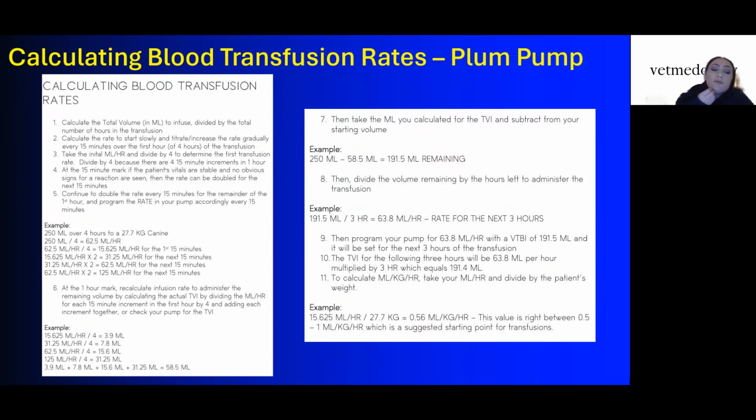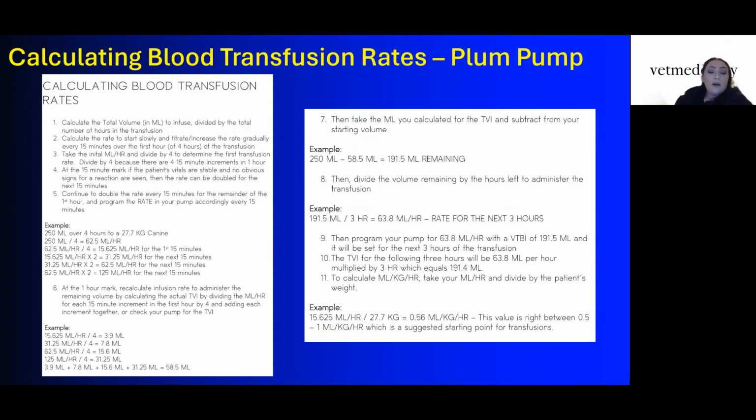So 62.5 mils an hour divided by 4 for those 15-minute increments is going to give us 15.625 mils an hour for the first 15-minute increment. And then 15.625 mils an hour doubled gives us 31.25 mils an hour for the next 15 minutes. 31.25 mils an hour doubled again is 62.5 mils an hour for the next 15 minutes. And then 62.5 mils an hour doubled again is 125 mils an hour for the next 15 minutes.